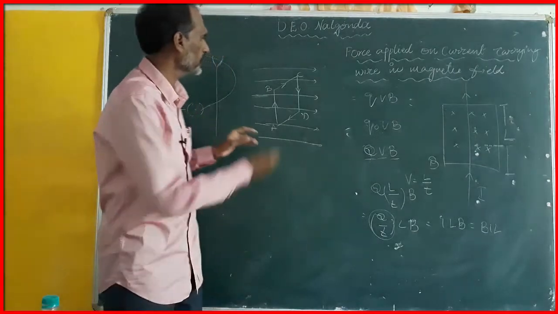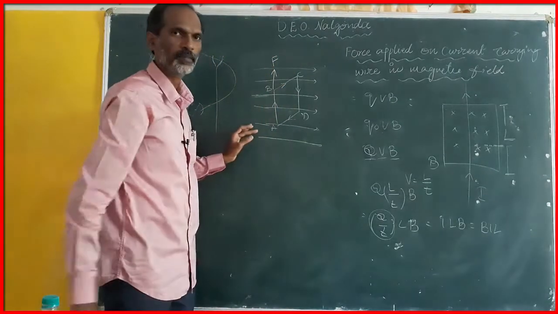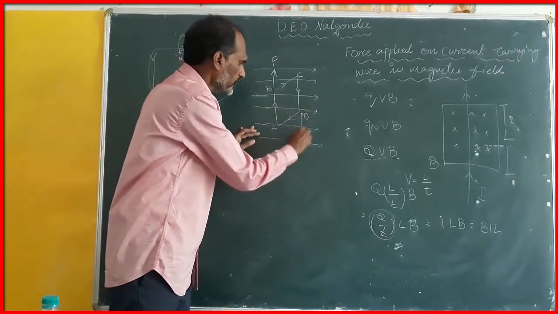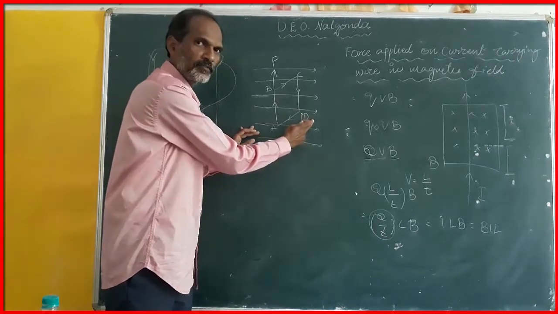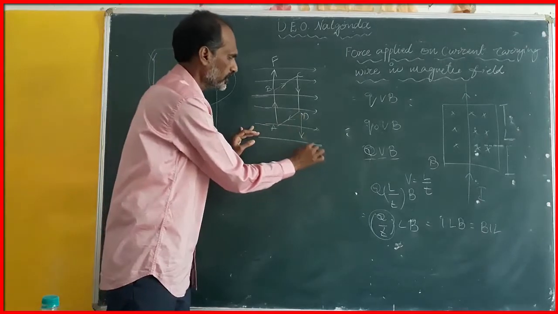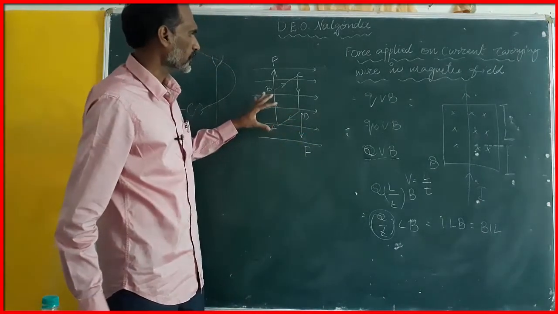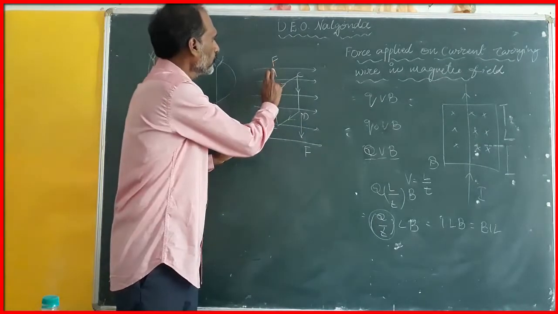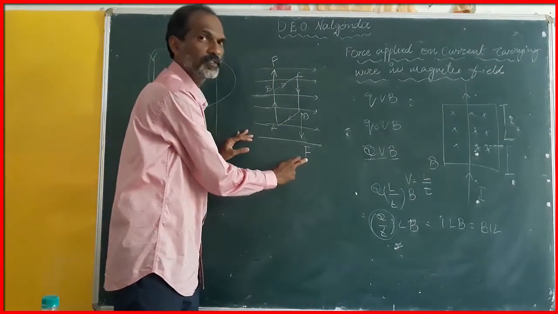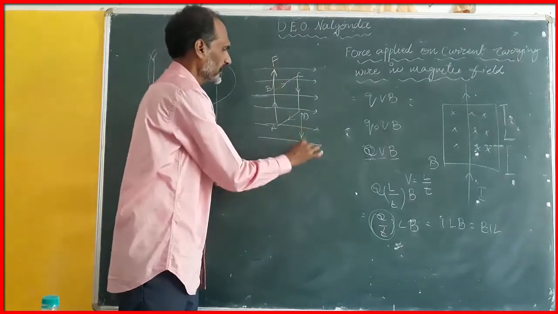So we can show the forces. This will be the magnetic force applied on this side of the coil, and this will be the force applied by the magnetic field on the current carrying conductor on the CD side. This will be the direction of the magnetic field. The magnitude of these two forces is equal, and they are opposite in direction.